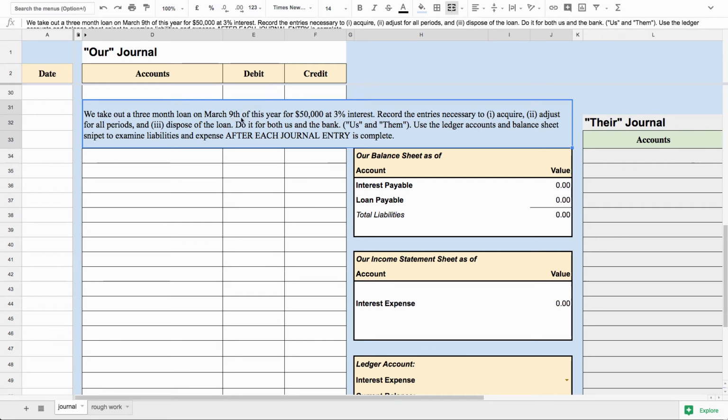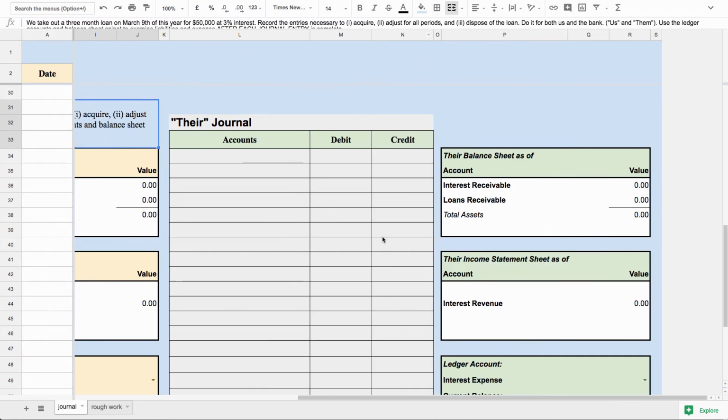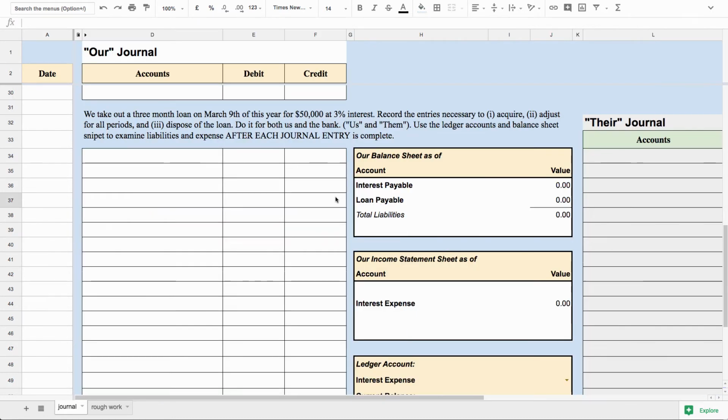So we take out a loan on the 9th, amounting to $50,000 at 3% interest, which means 3% per year. Right? Here's what you need to do. You need to record the entries necessary to get the loan, adjust it for all periods until the loan is done, right? It's a 3-month loan. And then you need to dispose of the loan at the end. And then I want you to do it for both us, so in our journal right here, and then over on the right for them, which is the bank.